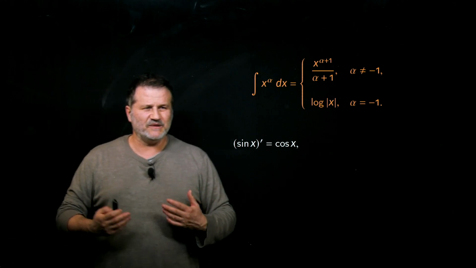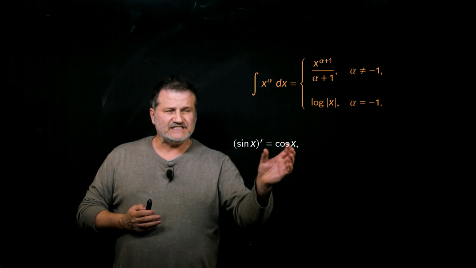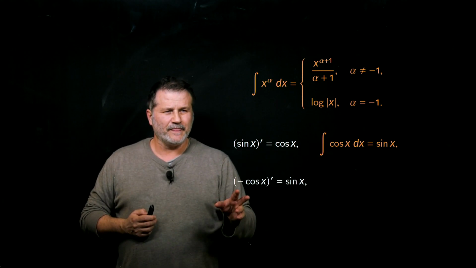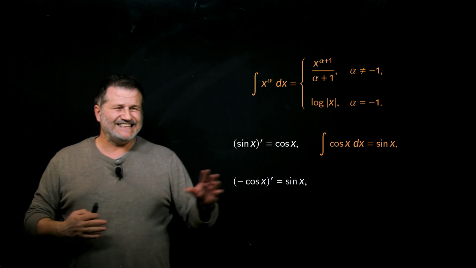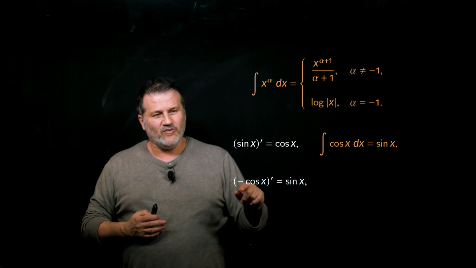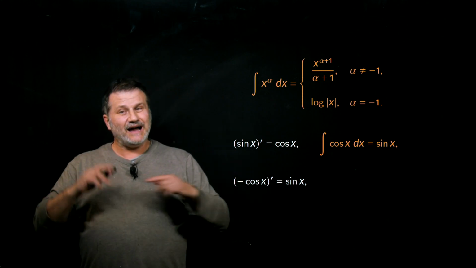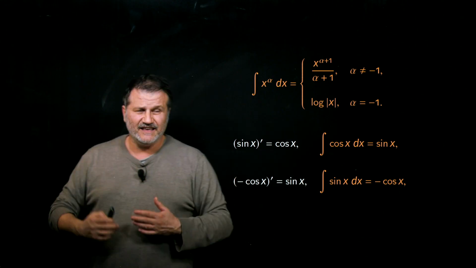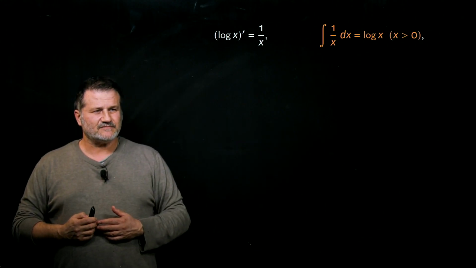Similarly, we have other primitives. The derivative of sine is cosine. This means that sine is a primitive for cosine. Well, the derivative of cosine is minus sine. So what if I want a primitive for sine? Well, I may notice that the derivative of minus cosine is sine. So this means that a primitive for sine is minus cosine.